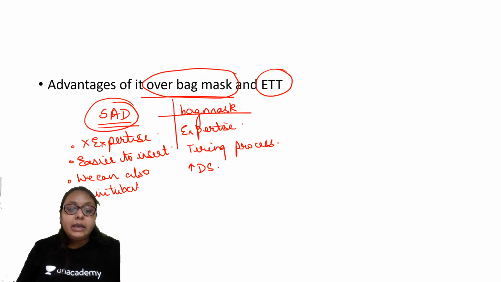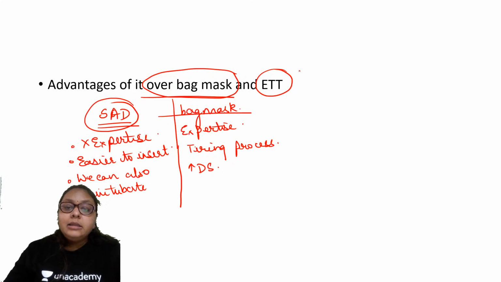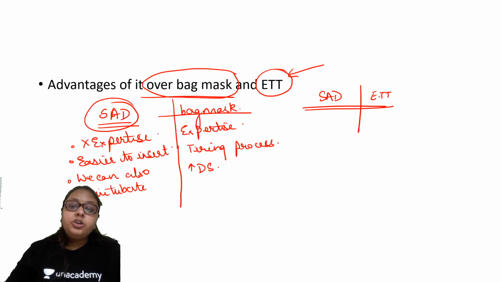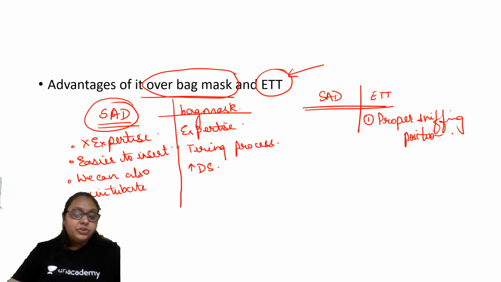Through supraglottic airway devices. In bag mask ventilation, chances of aspiration are more as compared to the supraglottic airway devices. Now, what are the advantages of supraglottic airway devices over endotracheal tube? Endotracheal tube requires first proper positioning, proper sniffing position. That is not necessary with the supraglottic airway devices.